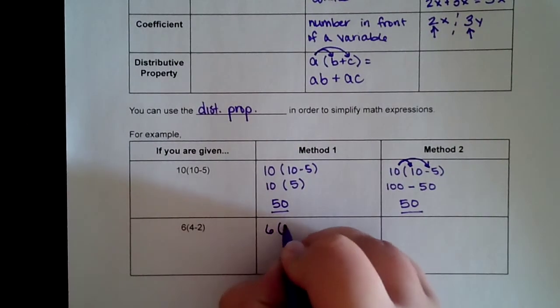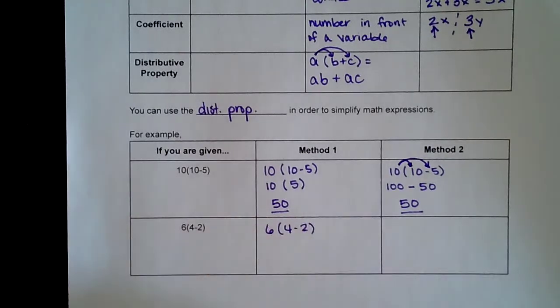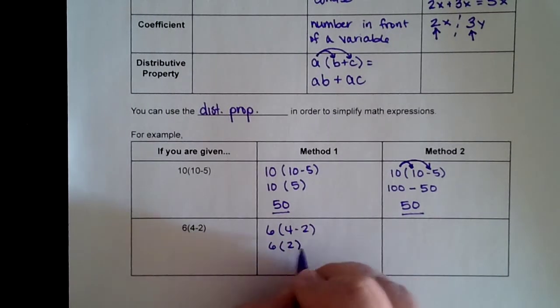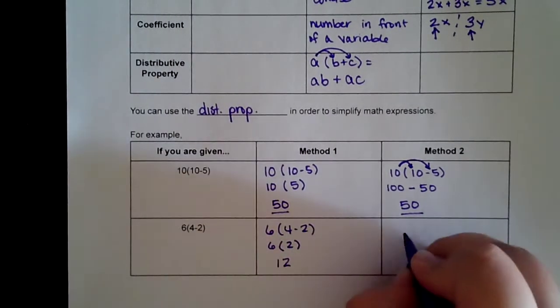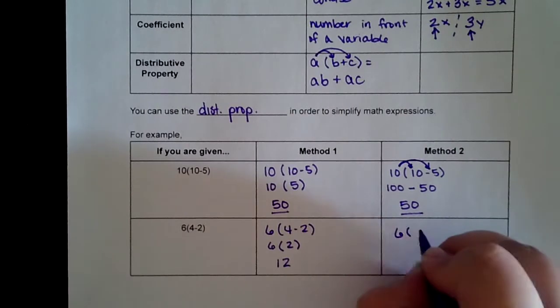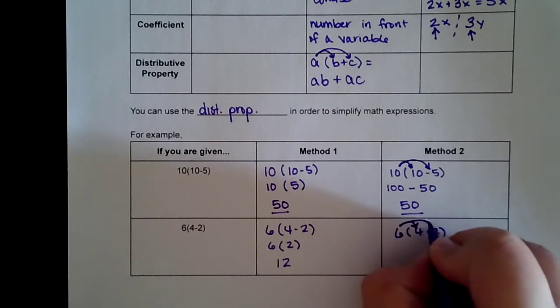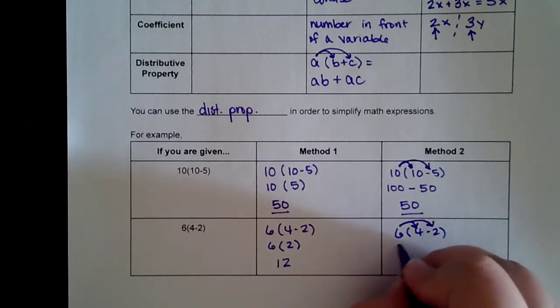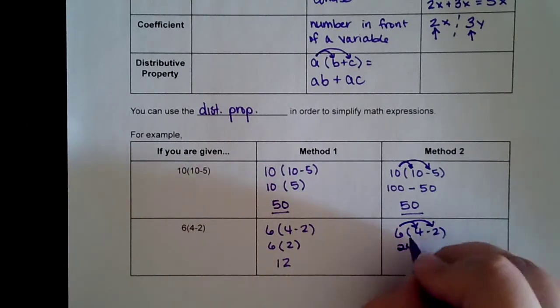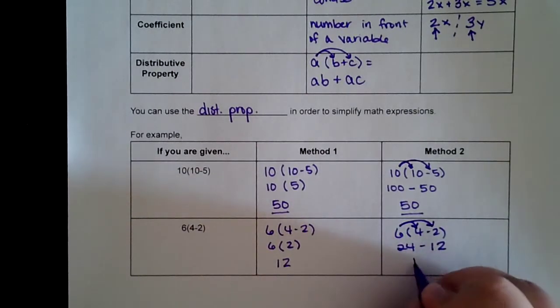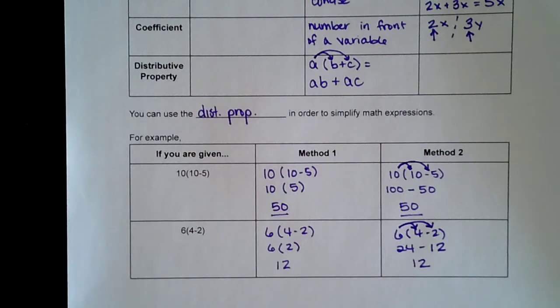Let's try that again with more numbers here. 6 times the quantity 4 minus 2. My method 1 says do what's in the parentheses first. Totally accurate. 6 times 2 is 12. The distributive property says I'm actually going to do the distribution first. 6 times 4 is 24. 6 times negative 2, or minus positive 2, would be 12. 24 minus 12 is 12.